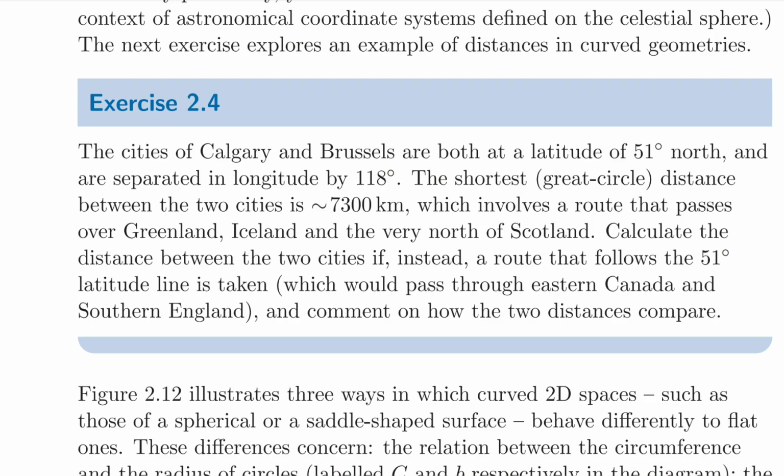Exercise 2.4. The cities of Calgary and Brussels are both at a latitude of 51 degrees north and separated in longitude by 108 degrees. The shortest great circle distance between the two cities is 7,300 kilometers, which involves a route that passes over Greenland, Iceland, and the very north of Scotland. Calculate the distance between the two cities if instead a route that follows the 51-degree latitude line is taken, which would pass through eastern Canada and southern England, and comment on how the two distances compare.